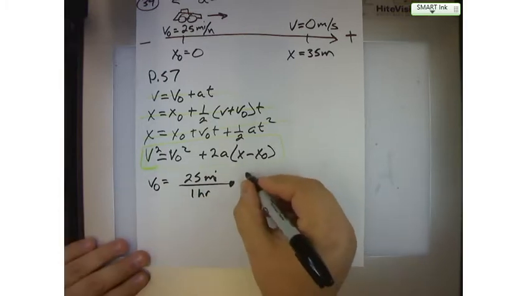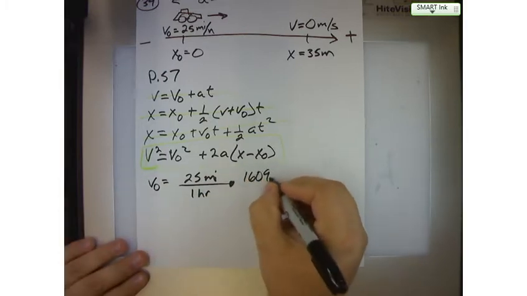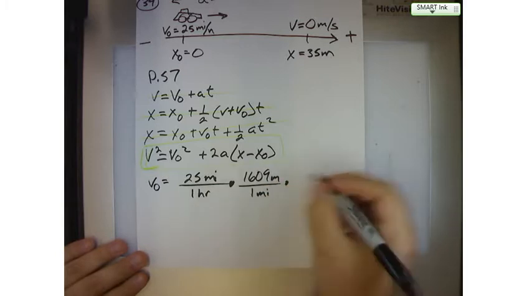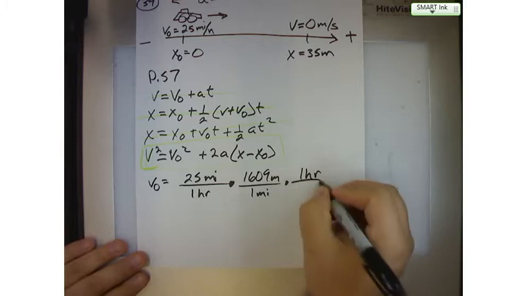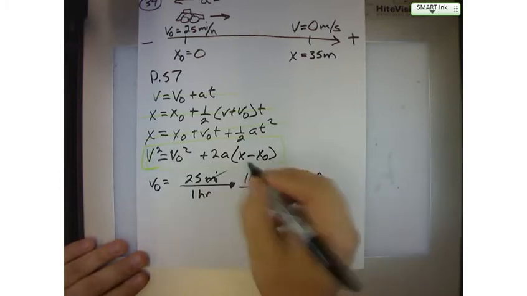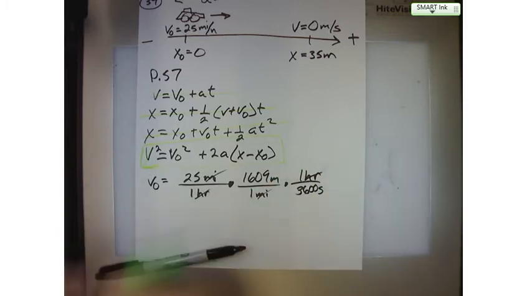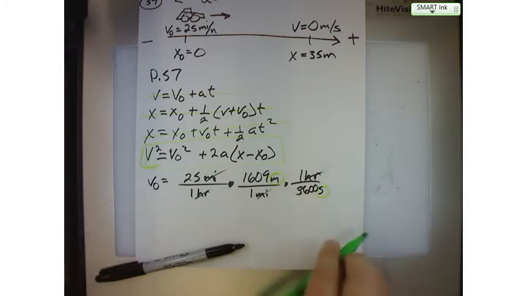And we know that 1,609 meters is equal to 1 mile. We also know that 1 hour is equal to 3,600 seconds. Miles cancels with miles, hours cancels with hours, and I'm left with meters per second. Okay, so let's crank through the math and see what we get.